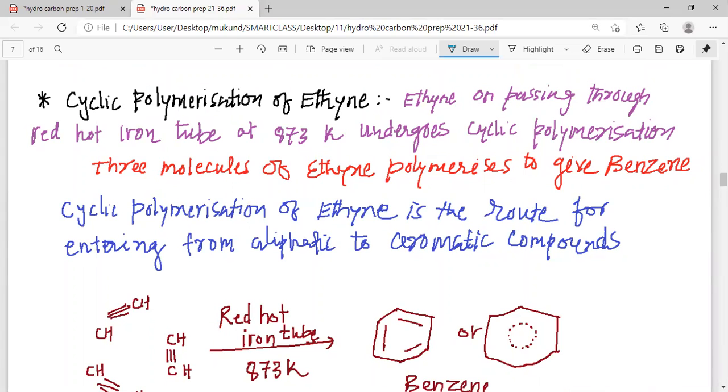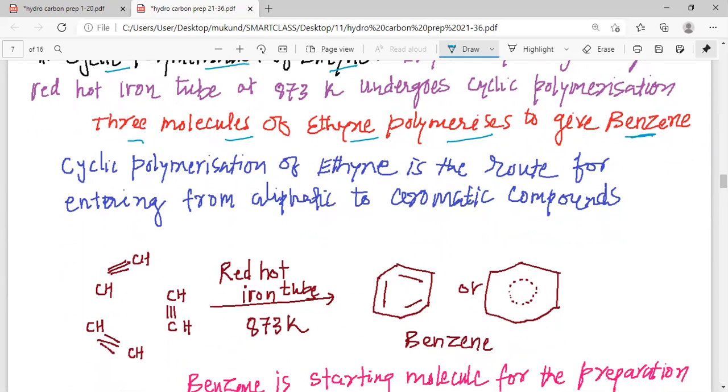electricity. Then we have, my dear students, the other kind of polymerization of ethyne, which is known as the cyclic polymerization. Here in the cyclic polymerization of ethyne, ethyne on passing through a red hot iron tube at 873 Kelvin undergoes cyclic polymerization. So three molecules of ethyne polymerize to give us benzene. It is a very important reaction.